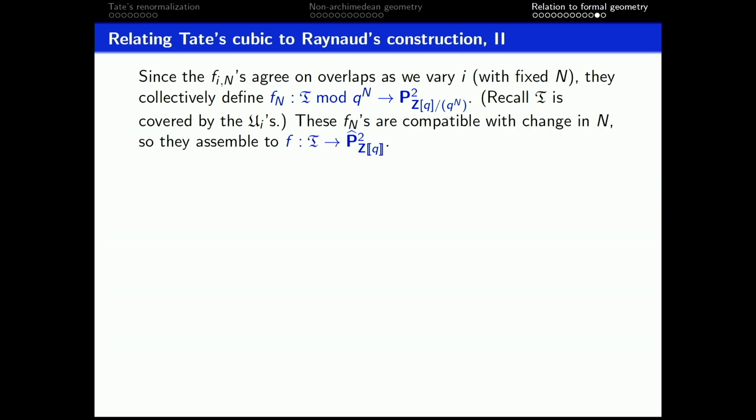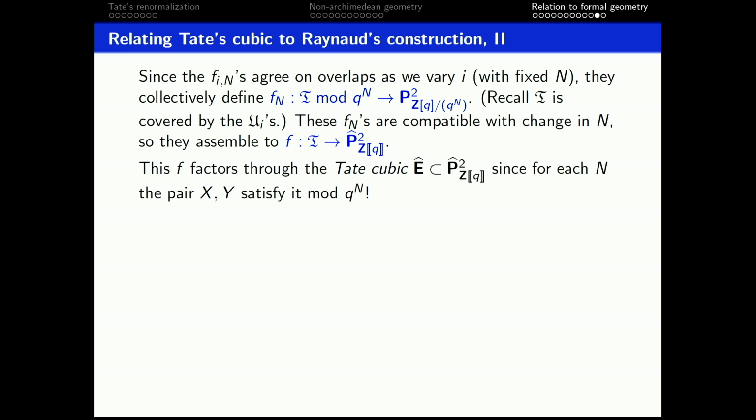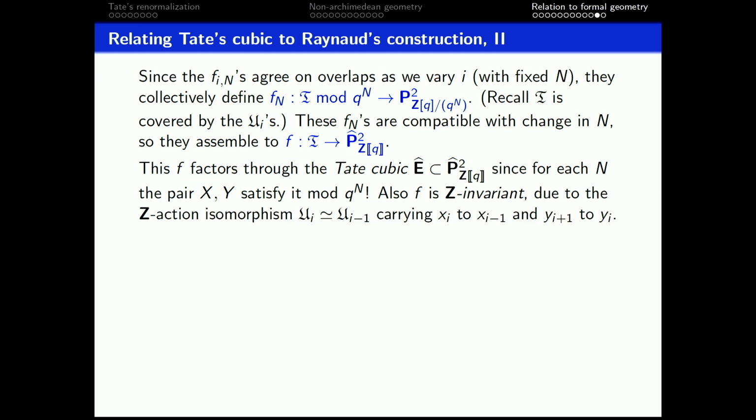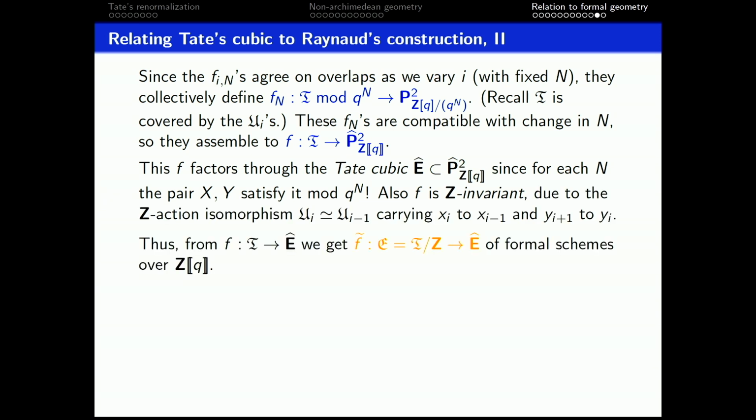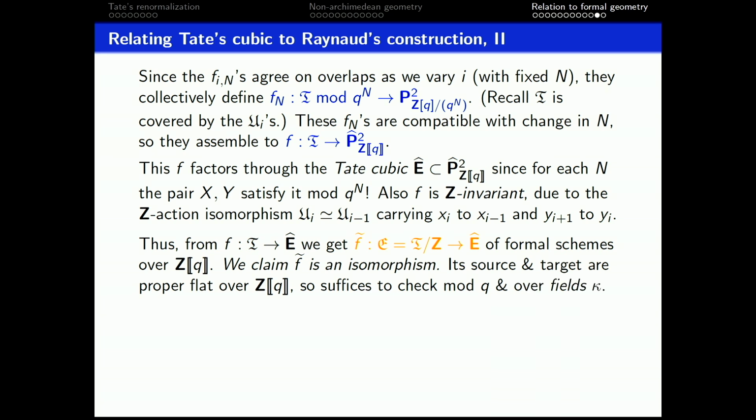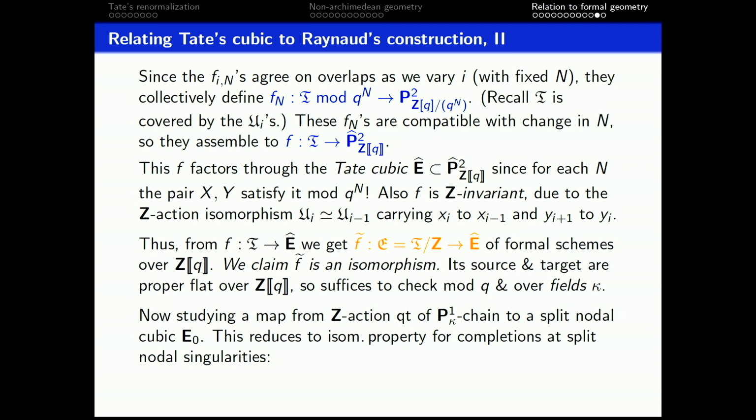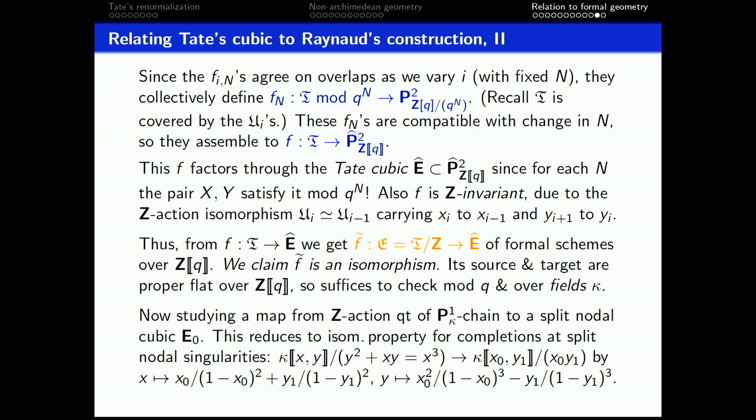But everything is compatible with n, so it gives you a map from the full formal scheme to the completed P^2. On the other hand, this is constructed from the x and the y. They satisfy the Tate cubic, and therefore this map lands inside the locus for the Tate cubic. And you can check by working mod q^n that this mapping is invariant, and therefore you get a map from here to here. And in view of time, I'll just say that you can show that this map is an isomorphism by reducing mod q, and then you're over Z, and then you check over the residue fields, and ultimately what you have to show is that a very concrete map at the level of the singularities is an isomorphism. It's just those polar parts, and this is just some calculation on the tangent spaces.